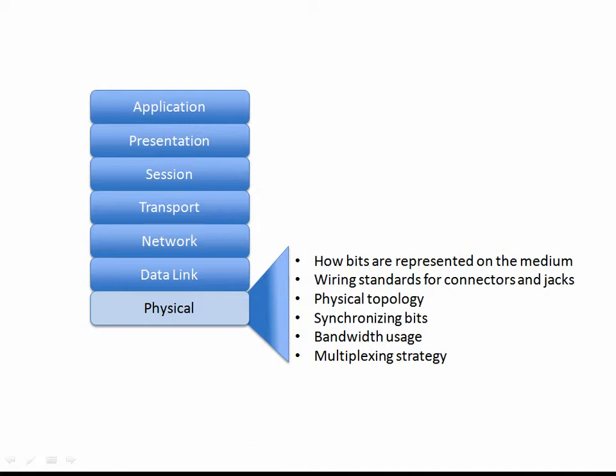Notice that the physical layer specifies how bits, how ones and zeros are represented on the medium. Now let's ask ourselves, how do we represent a binary 1 or a 0? If it's a copper wire, we might represent a binary 1 with the presence of voltage, a certain voltage level. A binary 0 could be represented by the absence of voltage. If we're representing binary bits over a fiber optic cable, it might be the presence or the absence of photons, the presence or the absence of light.